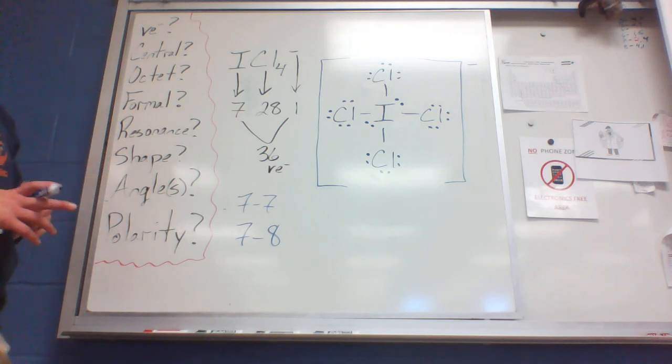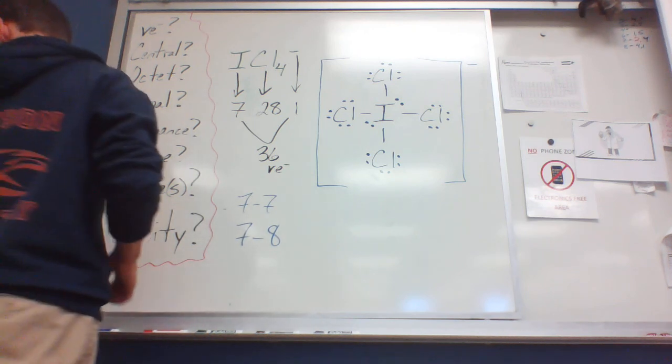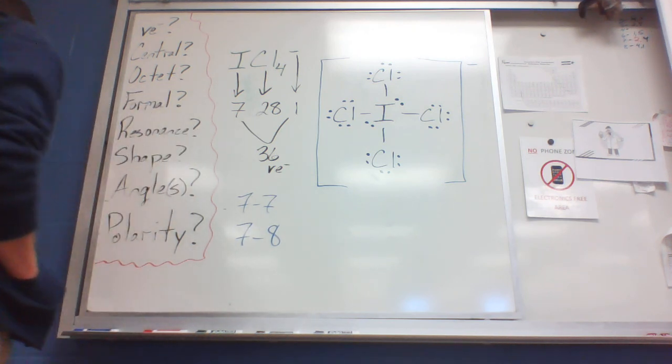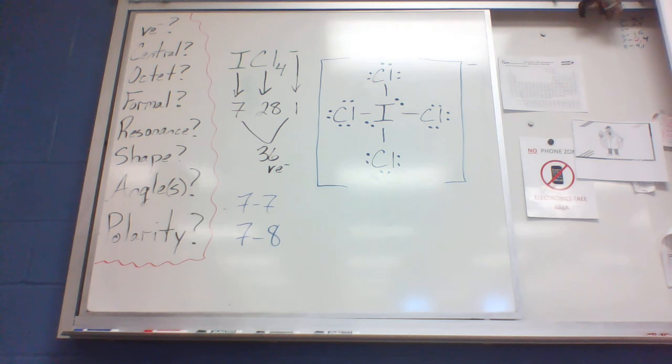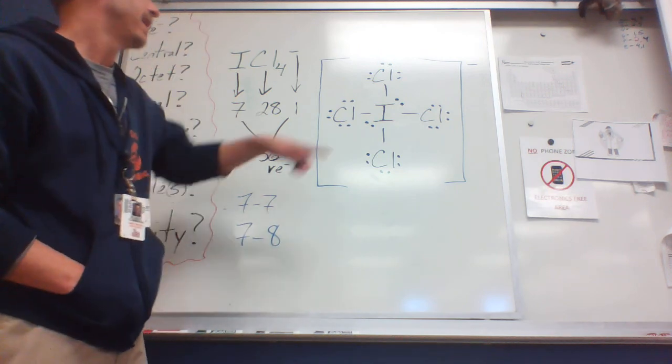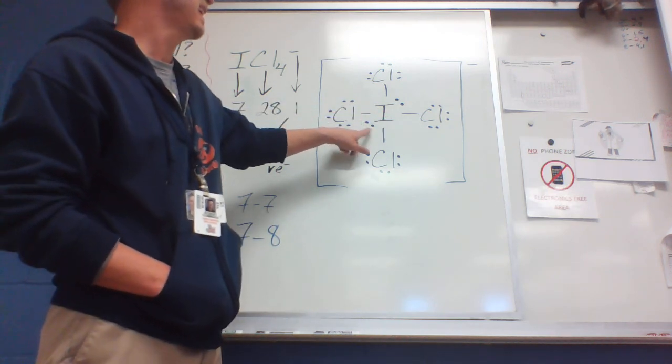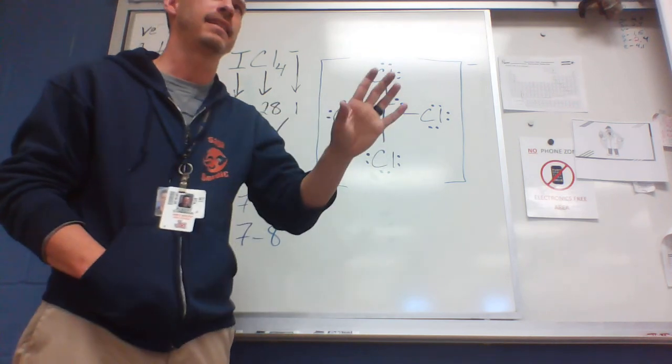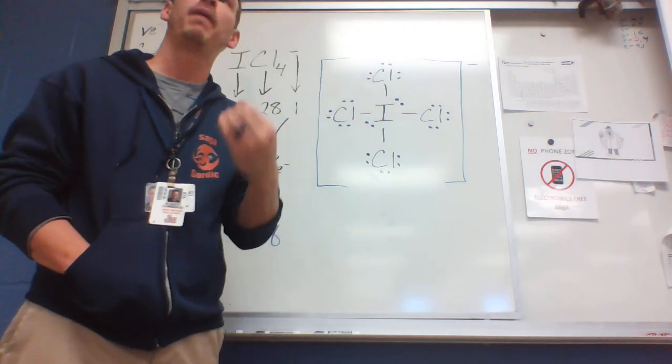There are no resonance structures because there's no pi bonds to move around. What's the shape? Square planar, very good. Yeah, that's what I got. Because only a square planar has a central atom with 6 areas of electron density, 2 of which are lone pairs.